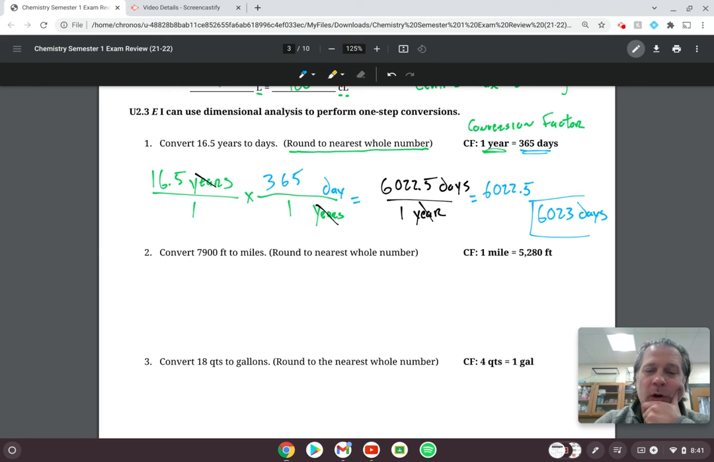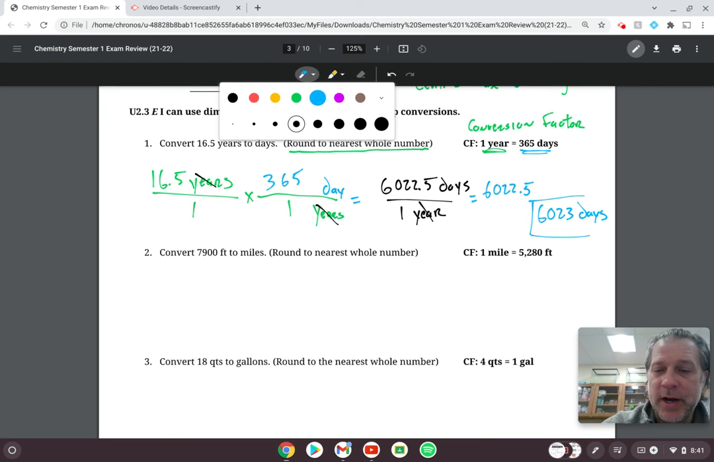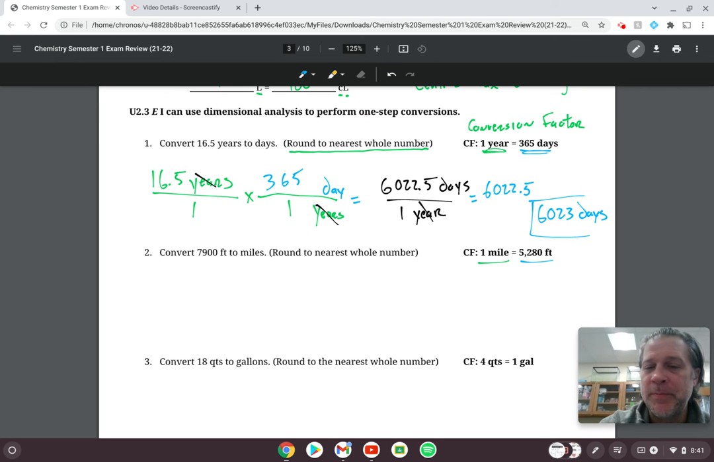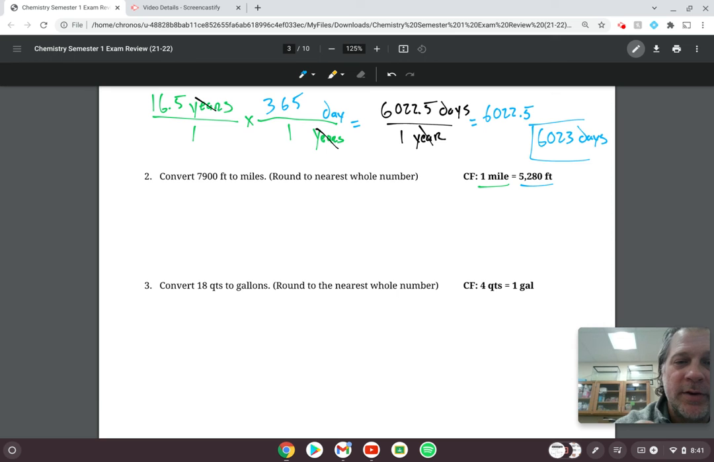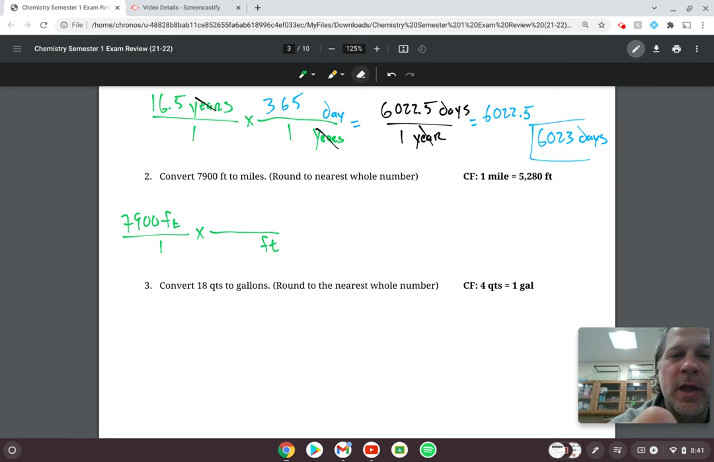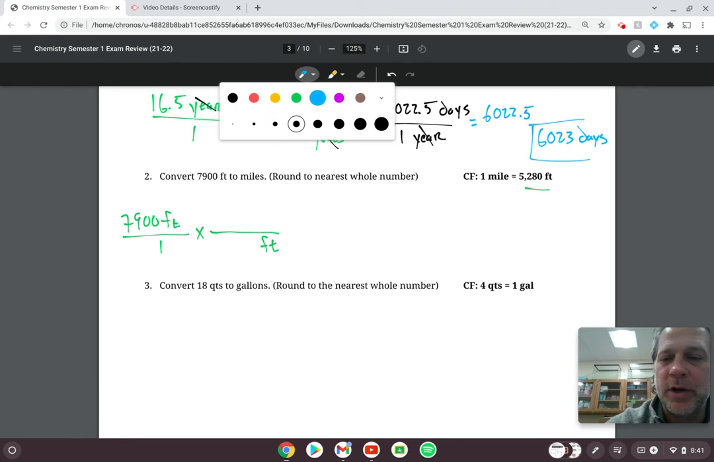Okay, now the next one, we are going to convert 7,900 feet to miles. And you're given the conversion factor that 1 mile is equal to 5,280 feet. So I'm going to take my given, which is 7,900 feet, and put it over 1, and we're going to go to miles. Again, we're going to set this problem up so the unit of feet cancels out. Shoot, I should have done this backwards. I'm going to put feet on the bottom, and I'm going to put miles on the top.